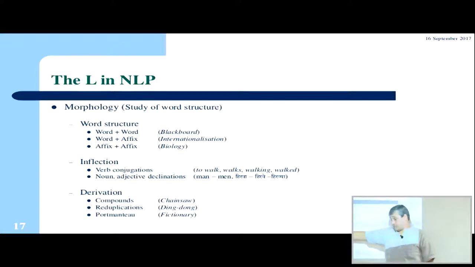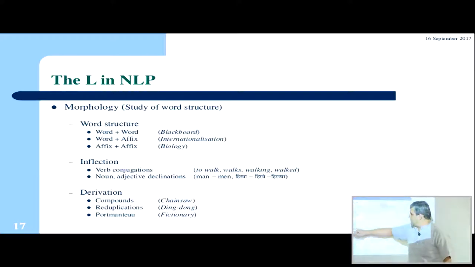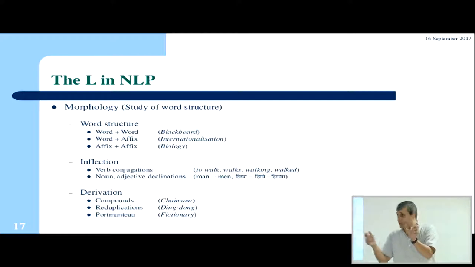Again, simplistic term. But still, it's the construction of this that interests morphology. Then you have noun and adjective declinations. So, man, men, or hirwa in Marathi, for example. And then pakshi, if it's singular, hirwa pakshi. If it's plural, hirwe pakshi. So, hirwa changes to hirwe.